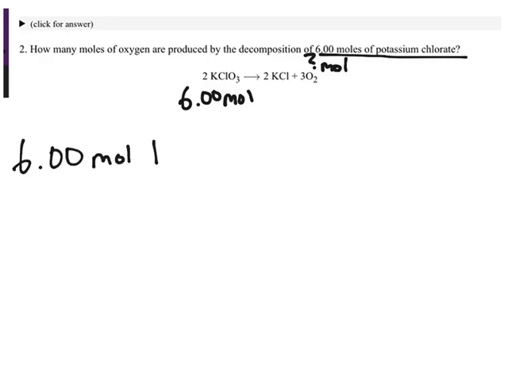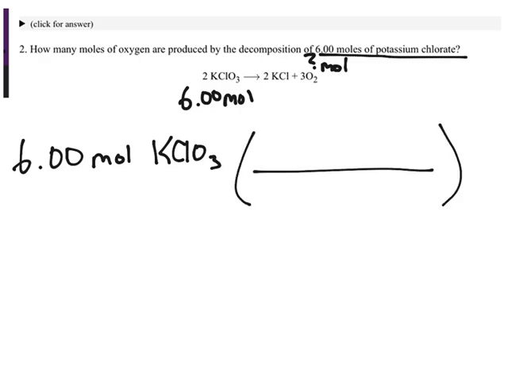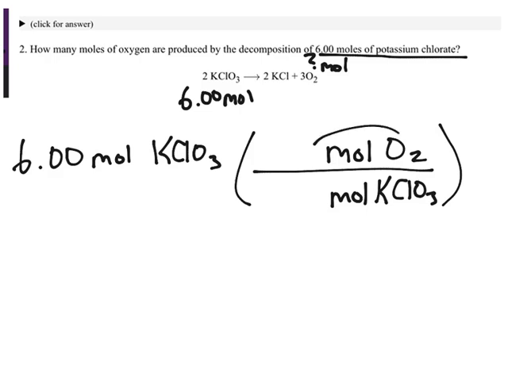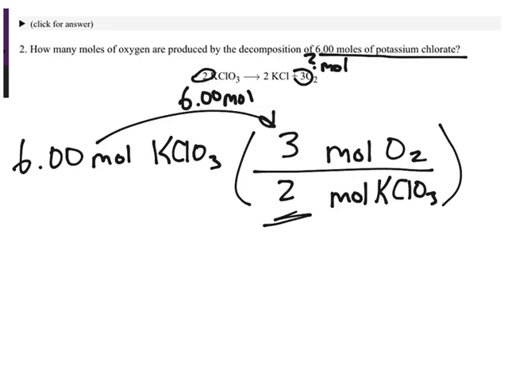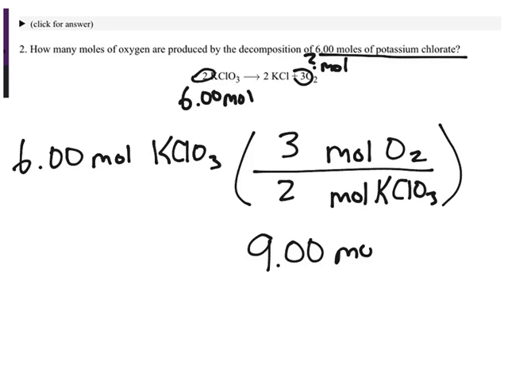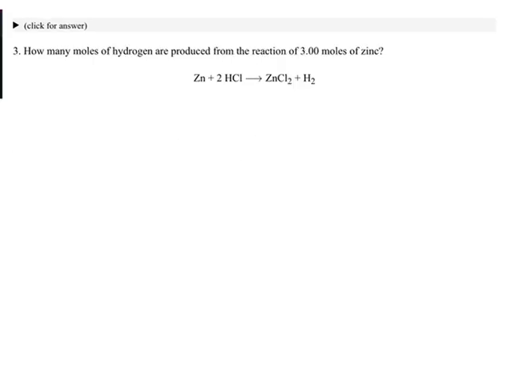6.00 mole KClO3. We'll put the mole of KClO3 in the bottom to cancel out. And we're going to moles of O2. We have a mole on top of a mole, so we're looking at the coefficients. 3 O2s for every 2 KClO3s. Multiply across the top and divide by the bottom. So this comes out to be 9.00 mole of oxygen. Again, 3 sig figs in the answer because it's the 3 sig figs from the problem.